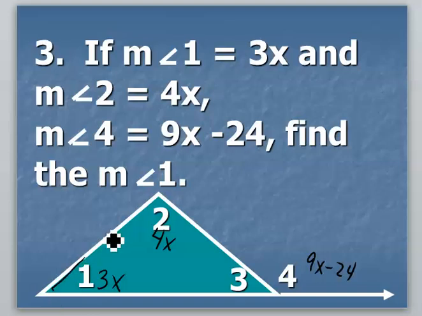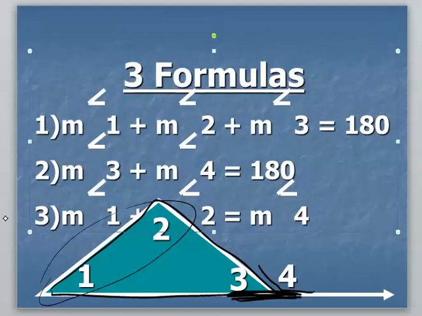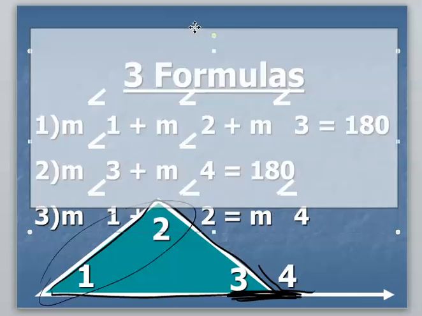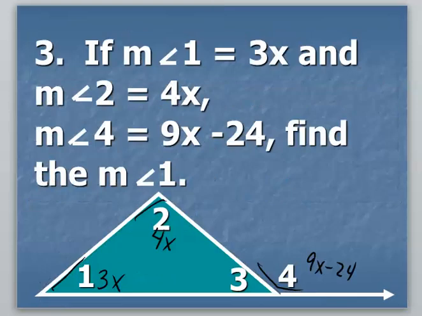So using angle 1 and angle 2 and angle 4, I need to look back at those formulas and find the one that uses 1, 2, and 4. If you look back in your notes at the three formulas, the one that uses 1, 2, and 4 was the third one that we talked about. The measure of angle 1 plus the measure of angle 2 equals the measure of angle 4.